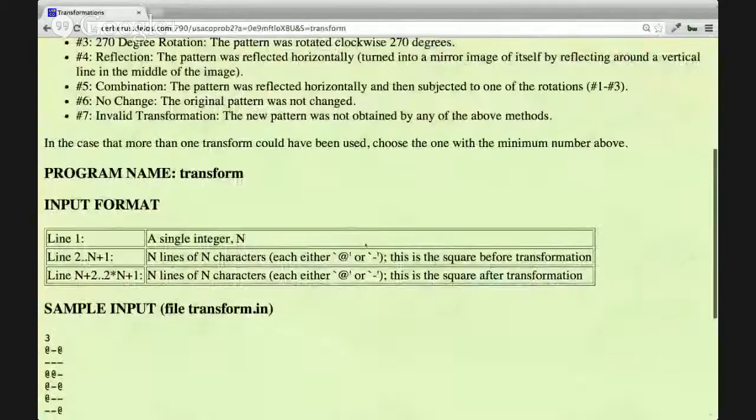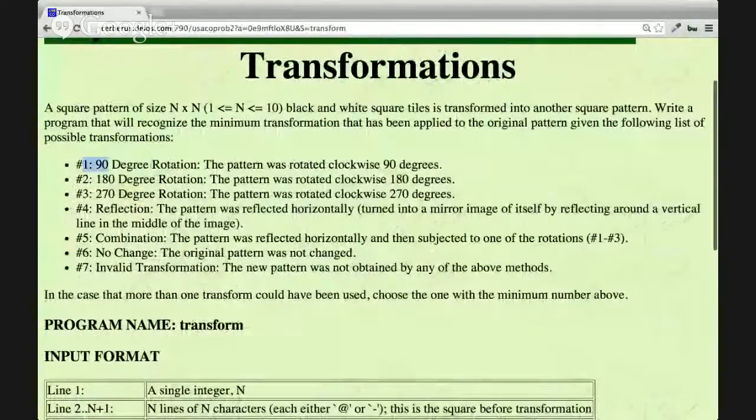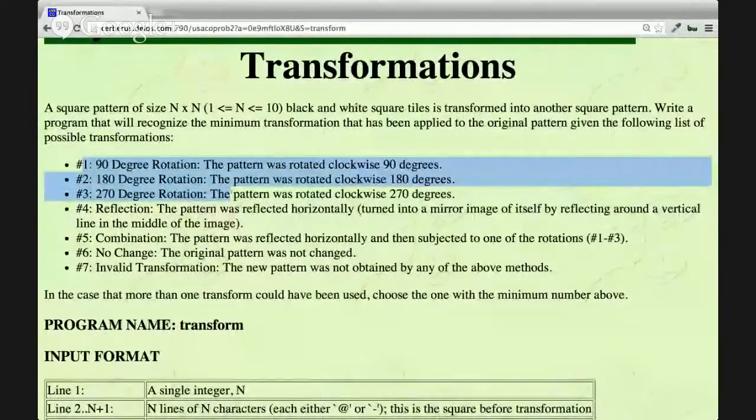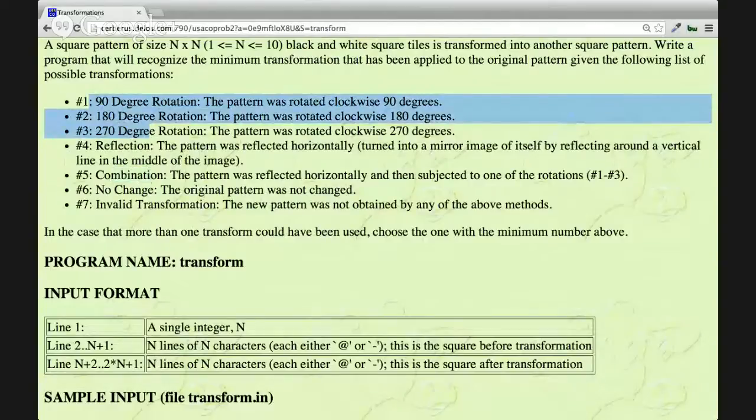Just now, these three transformations are quite straightforward, which is just about the rotation, and the fourth will be a reflection, which is a simple reflection by the horizontal of the matrix itself. Then the combination will be reflect horizontally and one of the first three transformations. The sixth will be no change. If none of these choices apply, the answer will be 7, which is an invalid transformation.